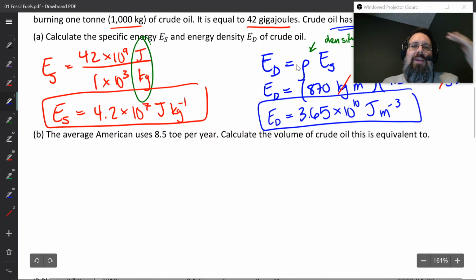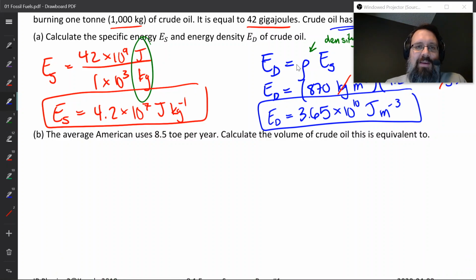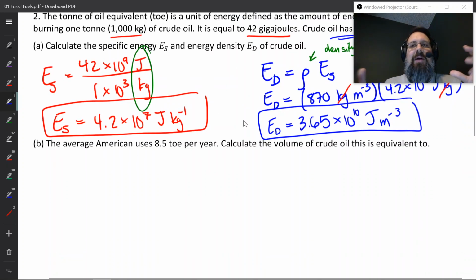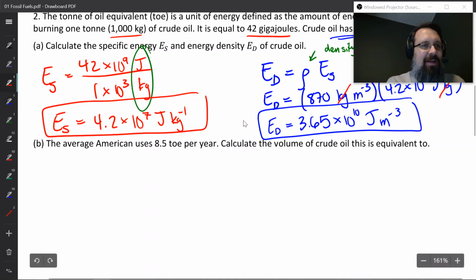Question B, the average American uses 8.5 tons of energy equivalent of crude oil, TOEs, tons of oil equivalent. The average American uses 8.5 tons of oil equivalent per year. Calculate the volume of crude oil this is equivalent to. So if you think about the energy the average person uses to drive their car, to power their homes, to heat their houses, for everything that an average American does in an entire year, it's 8.5 tons of oil equivalent. So what's the volume of crude oil that this is equivalent to? If you try to imagine it in terms of Minecraft blocks, like cubic meters, how large an amount of oil does the average American use in a year? That's what we're going to calculate now.